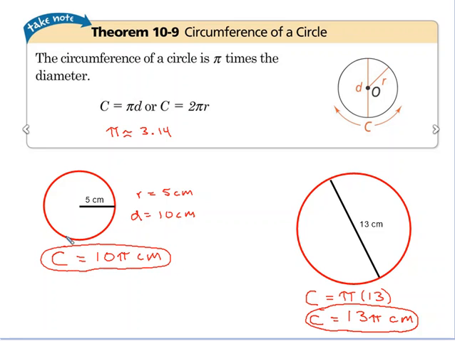Today, when you're working this in Math Excel, you're going to be asked to do the same thing. You're going to be asked to leave the answer in terms of pi. So in a question like this one, 10 pi or 13 pi is an acceptable way to leave your answer.